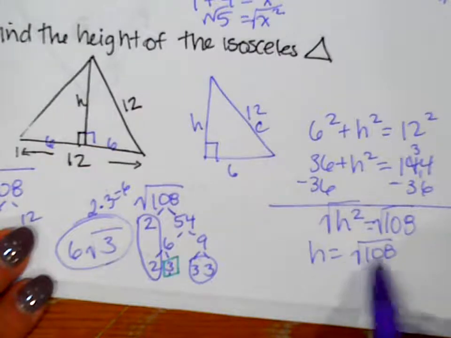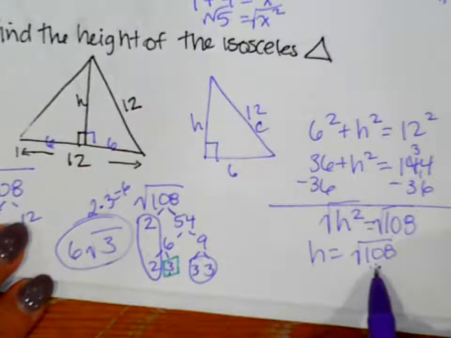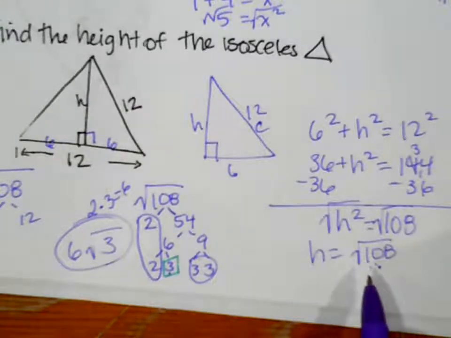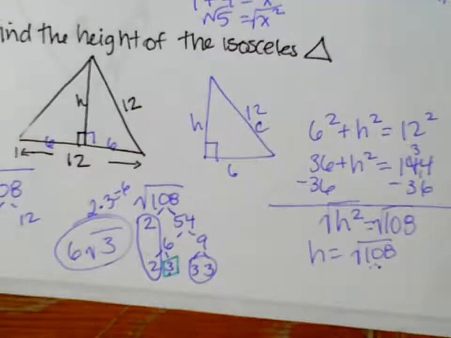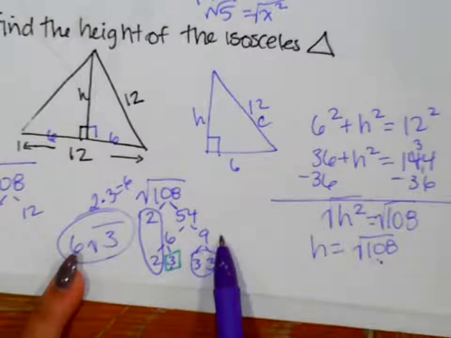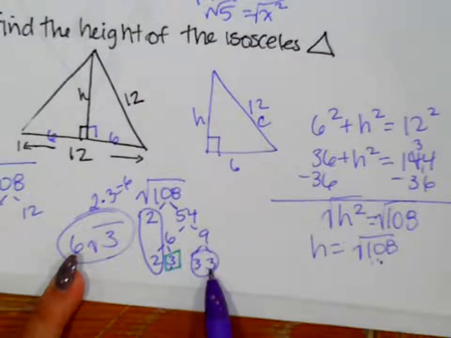When you break this down, it doesn't matter which numbers you use as long as you go to the most simple form, so you can't break it down any more. What I showed you was I broke it down using 2 and 54, then 6 and 9, and then broke it down even more.